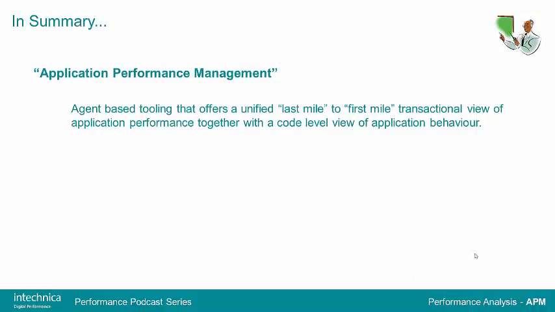So just in summary, APM, Application Performance Management. Agent-based tooling, unified last mile, first mile transactional view of application behavior and performance, combined with this profiler code level view, so we can drill down into our application and rapidly resolve any problems.